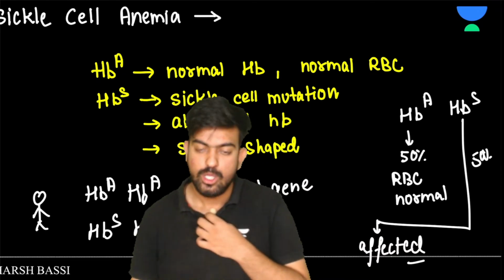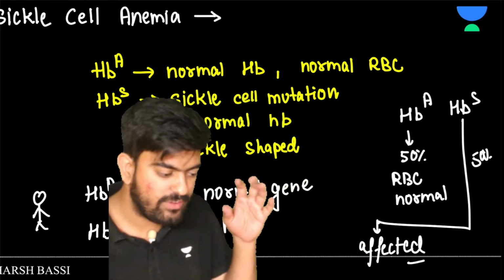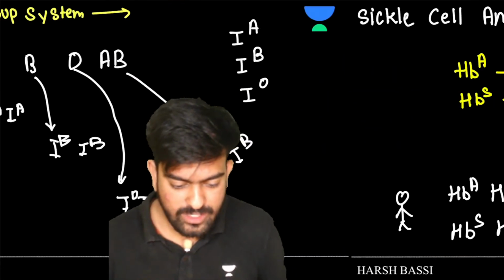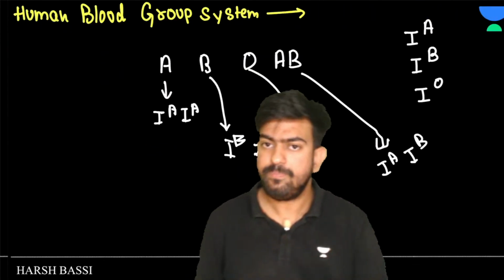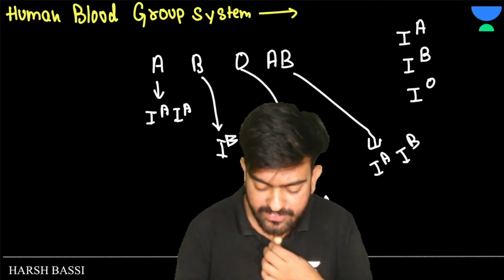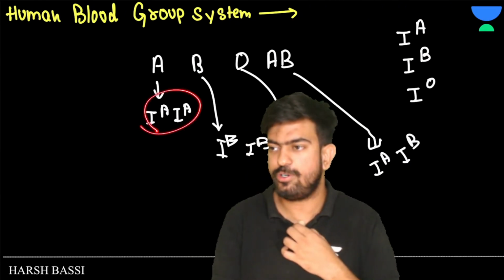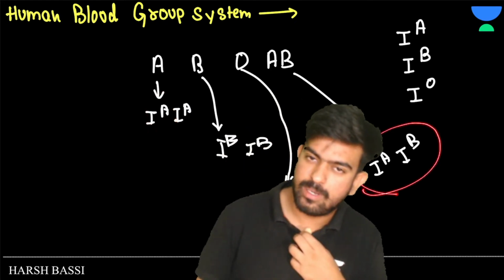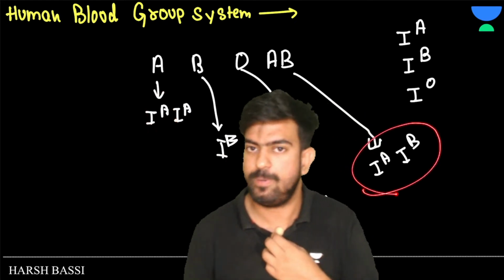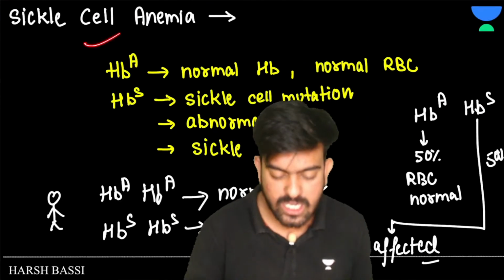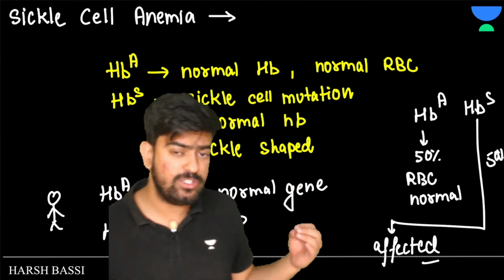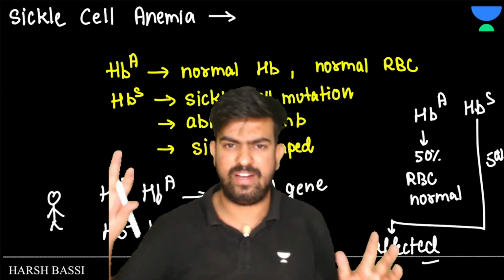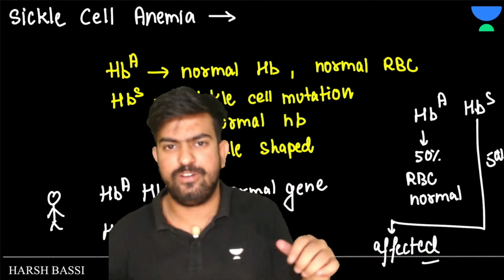Clear to everyone? So how many examples have we seen for codominance? One is the human blood group system. In the human blood group system, if I ask you whether IA is the example of codominance, no, it's not. IA and IB together are the example of codominance. Then we saw sickle cell anemia. In sickle cell anemia, there are two alleles, HbA and HbS. With HbA, normal, everything will be very fine. The boy will be chill, dancing everywhere, no issues.